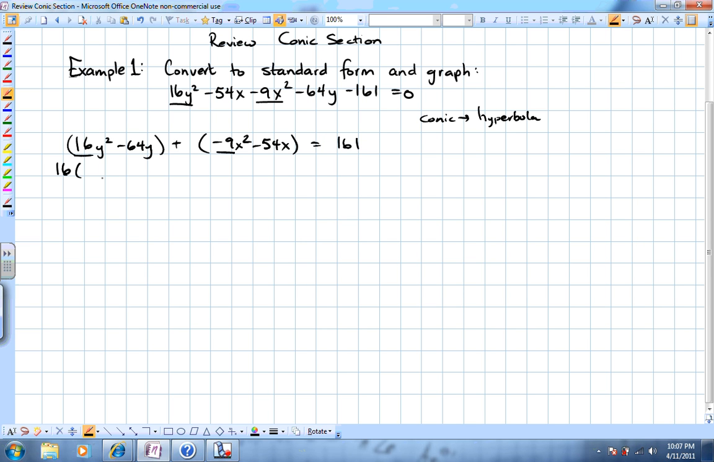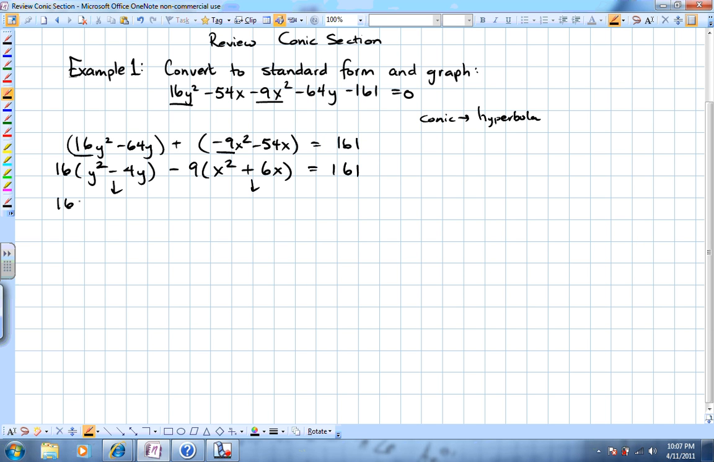I have 16 times y squared minus 4y, minus 9 times x squared plus 6x. Just be careful right here, negative 9 times a positive 6 should yield that negative 54. Now we can start completing the square.